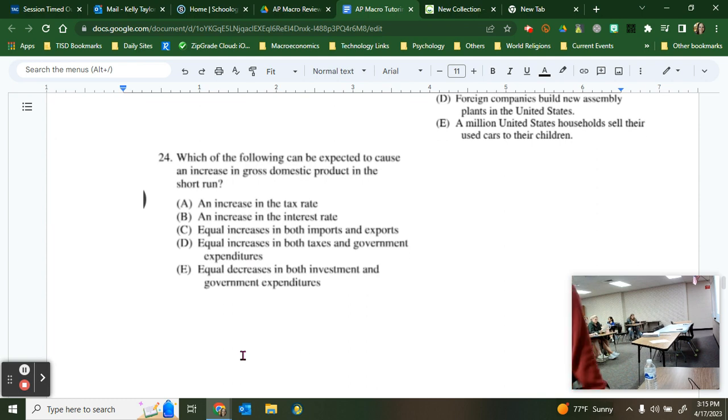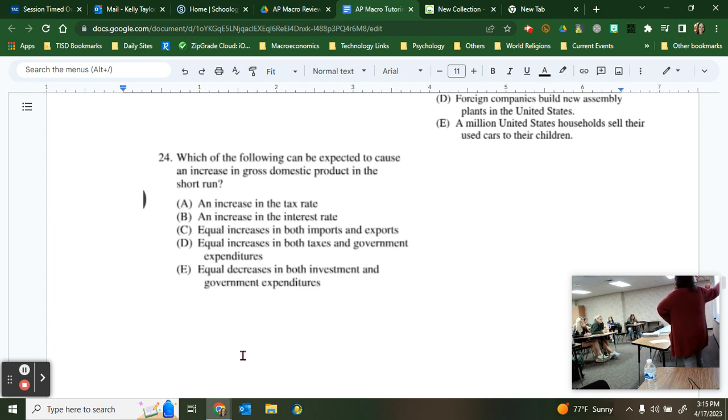All right. 24 then. Which of the following can be expected to cause an increase in GDP in the short run? So we're looking for something that either increases aggregate demand or something that increases aggregate supply.